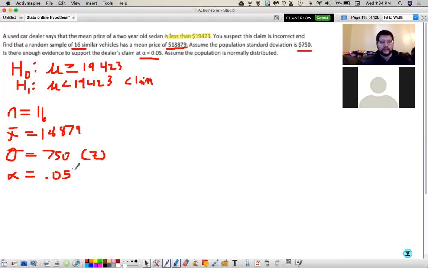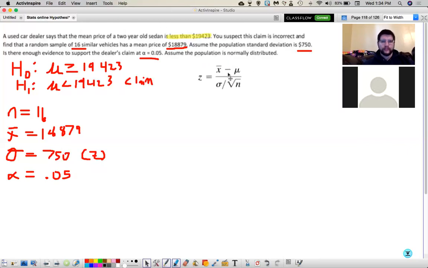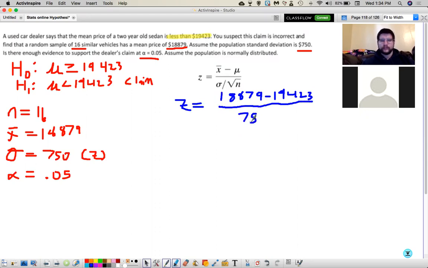Okay, so we've got the information. Let's again calculate the test statistic. Z is X bar minus mu over sigma divided by the square root of 16. You could just put a 4 if you want to. I don't care.